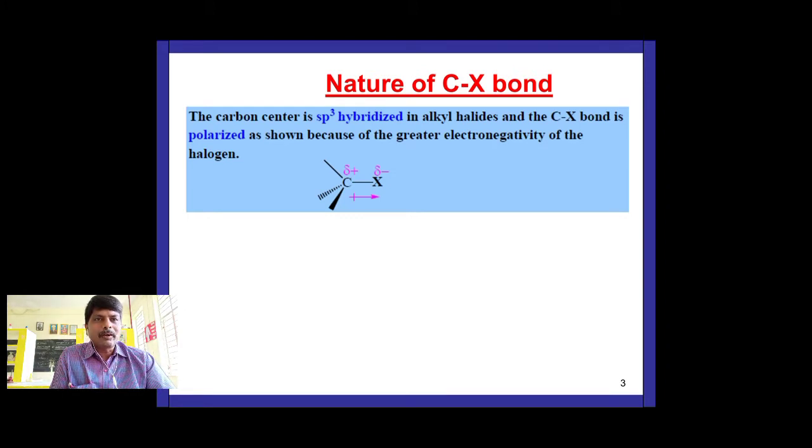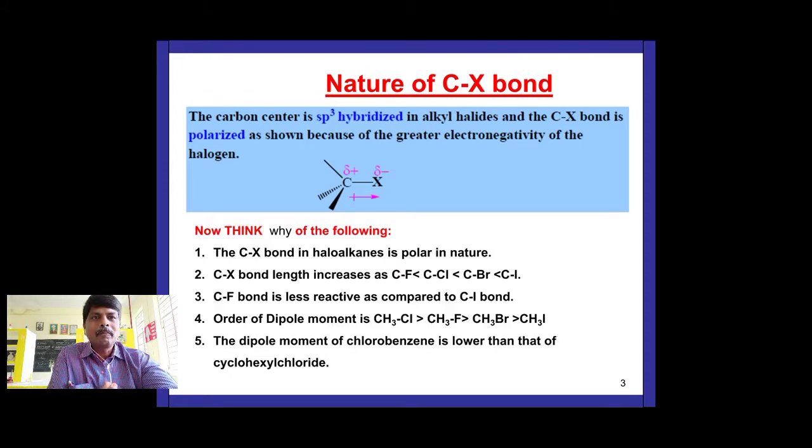Because of the higher electronegativity of halogen, it will acquire a partial negative charge. So X acquires δ minus, whereas the carbon atom gets δ plus, a partial positive charge. Because of this partial positive and partial negative charge, it is a polar molecule. It has polarity. So the nature of the C-X bond is a polar covalent bond in which the halogen atom gets a partial negative charge, whereas the carbon atom gets a partial positive charge.